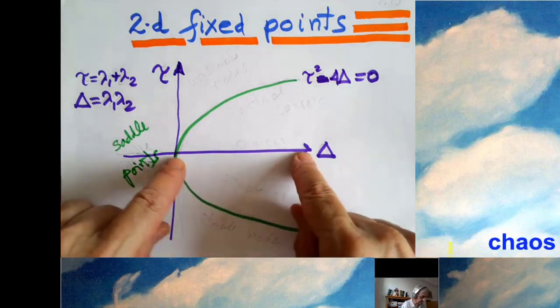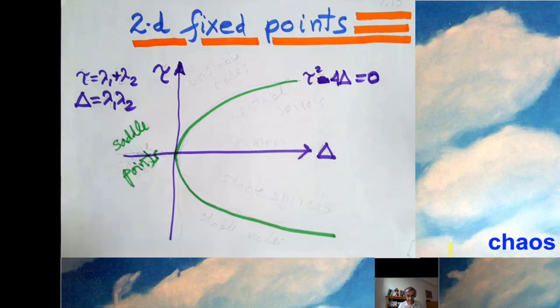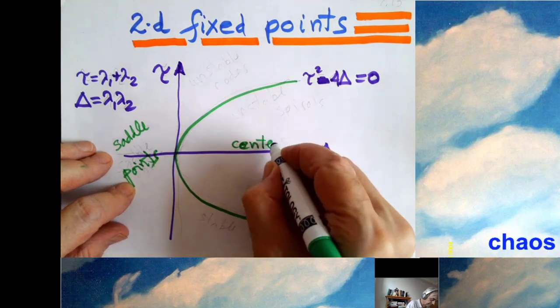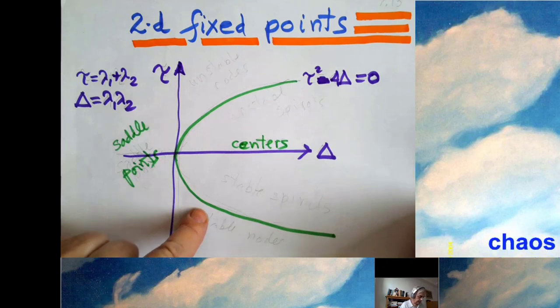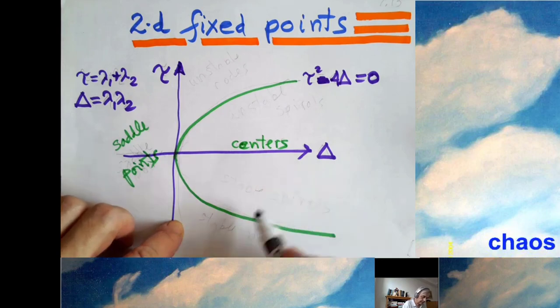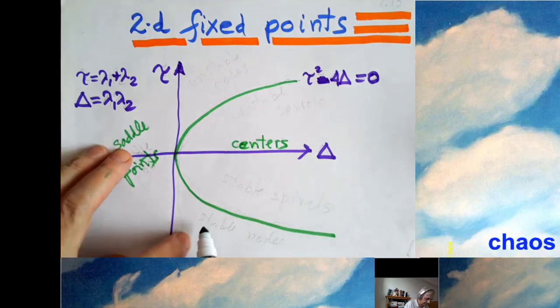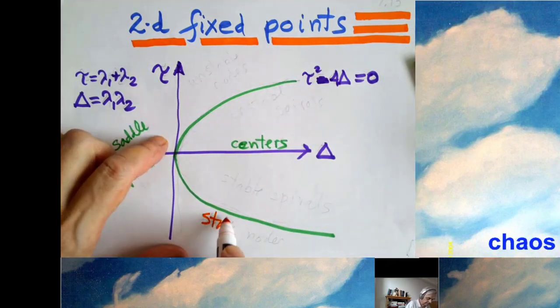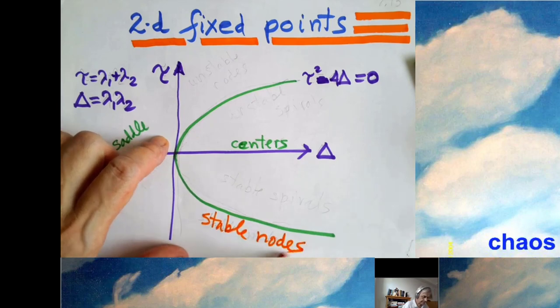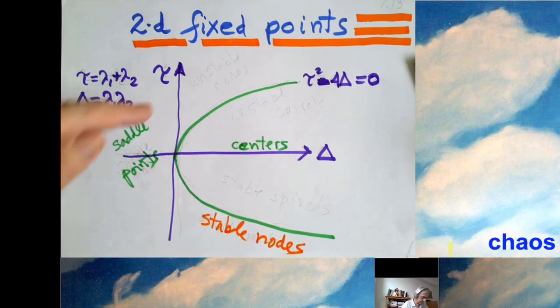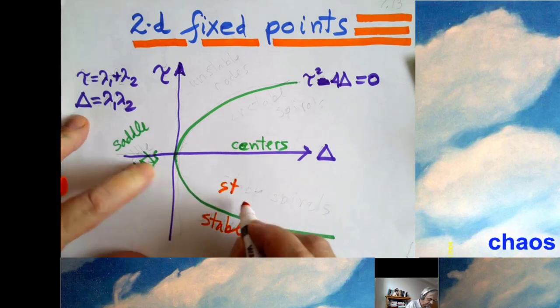Then down here, this is the case with trace equal to zero. We know that we ran on ellipses in this case, so they're called centers. Then if tau is negative, I'm stable, and there are two kinds of stability. If it's very negative and I have a discriminant which doesn't give me imaginary values, so I don't have oscillation, I get stable nodes. Inside, I'm oscillating but shrinking, tau is negative, so I get stable or in spirals.